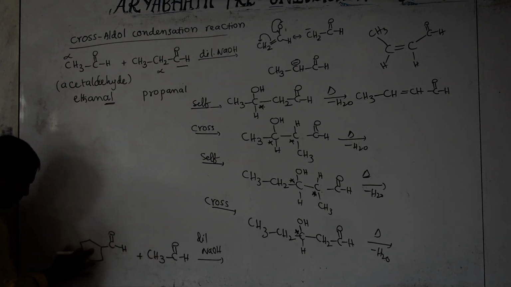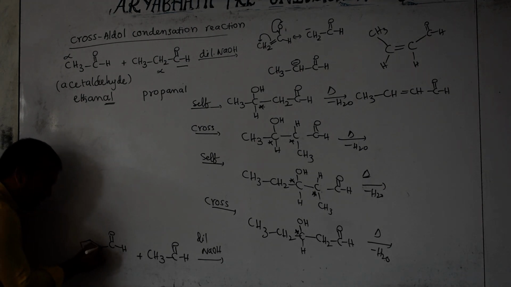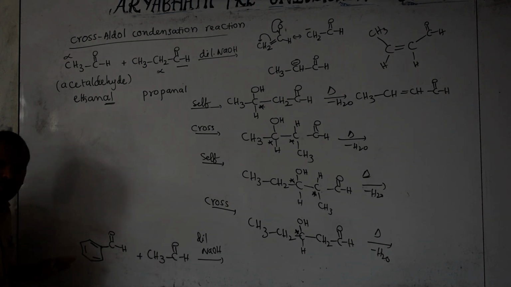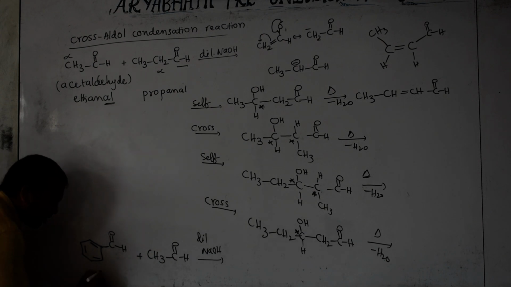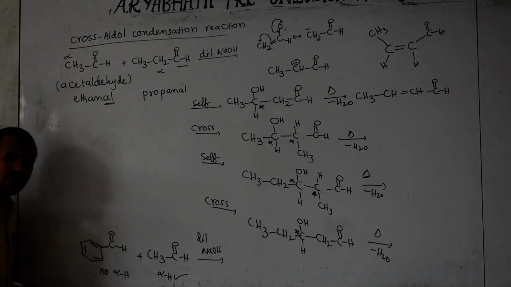How to check this circle, or this ring? What is its meaning? Carbon valence, how much? 4. This carbon's valence is 1, 2, 3, 4. It means here there is no hydrogen. So there is no alpha hydrogen here. No alpha hydrogen. Here alpha hydrogen is present.